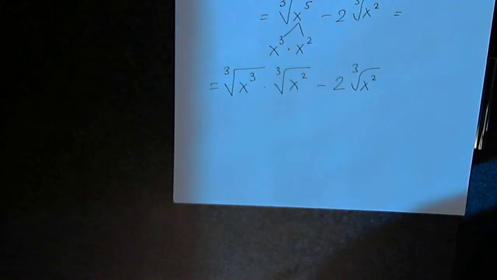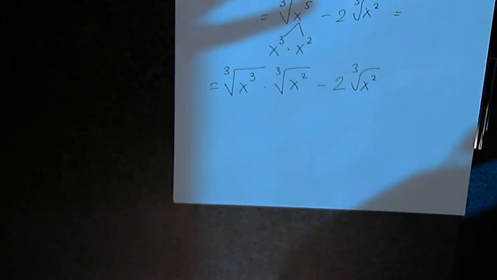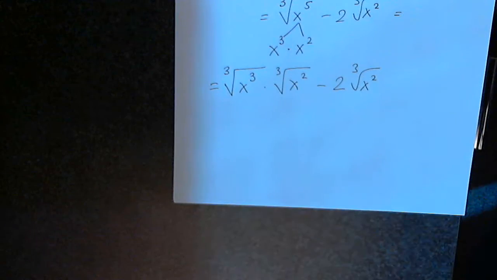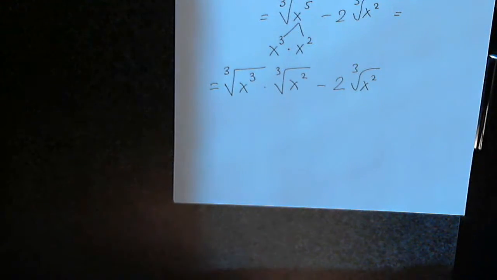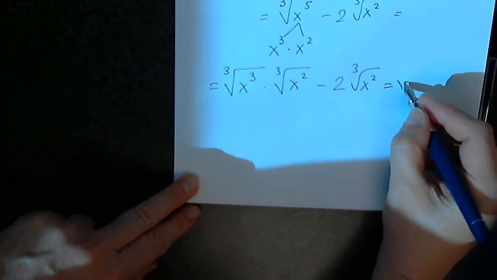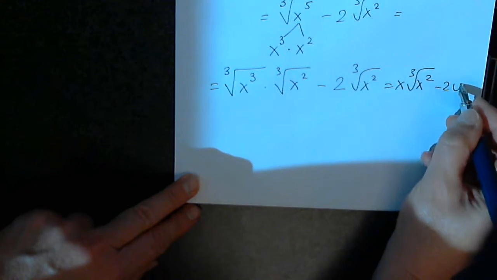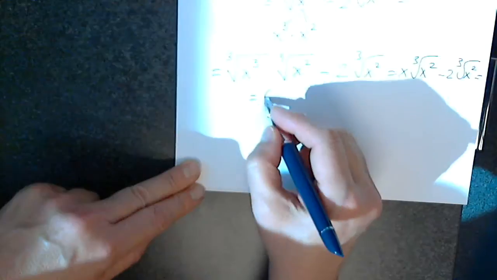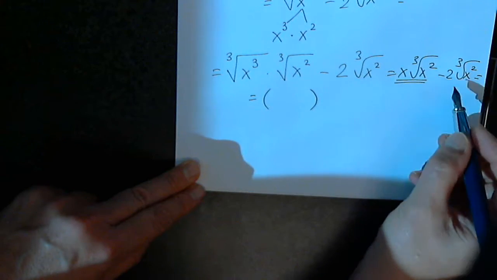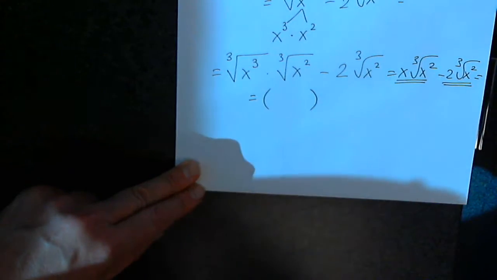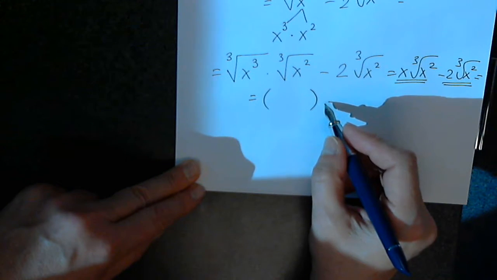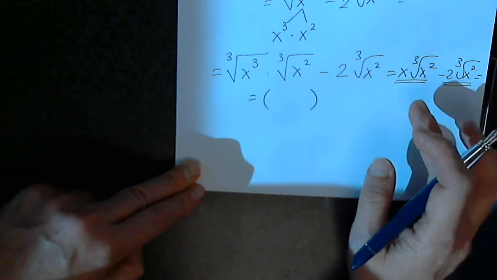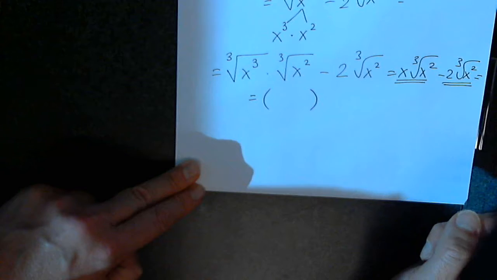Never on an odd index. Remember, we have 3 rules. On an odd index, that's friendly, we don't care. On the even index, only if the answer needs it. Exactly. Very good. So this is x, the cube root of x squared minus 2, the cube root of x squared. If we want to get fancy, can you please tell me what is the common factor of these two? And I want to write it out here. Common factor. A quantity that is present in both radicals, in both terms.